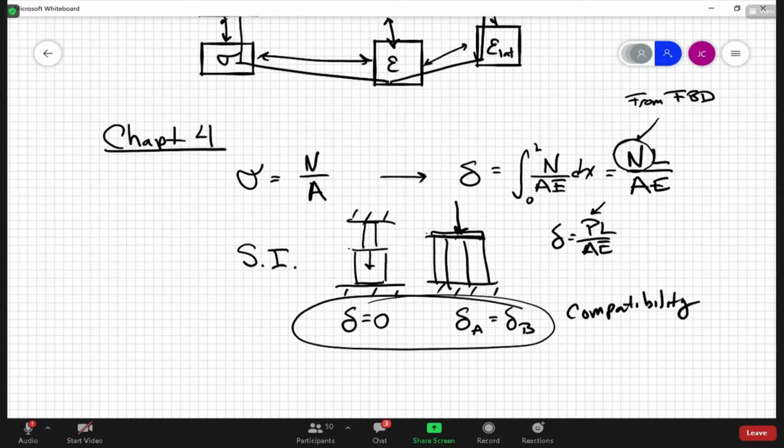All right, you use those compatibility equations, use the elongation equation to get those in terms of the internal normal forces, which will then allow you to, through free body diagrams, relate those to the external forces. And that'll give you an additional equation that you can use to solve the problems, right?